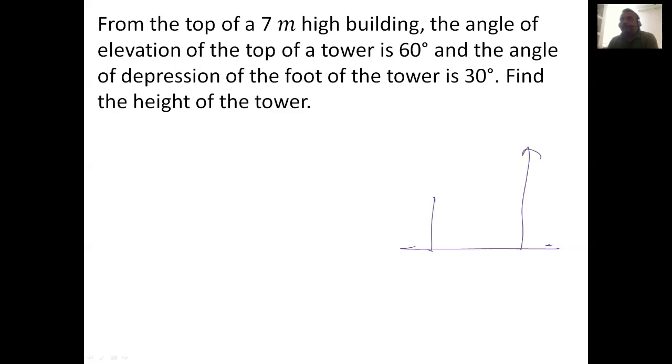One is bigger and one is smaller. So how to know which tower I am talking about? There is AB and PQ. So the question is saying that if we see from this point, a 7-meter high building, the angle of elevation of a tower.